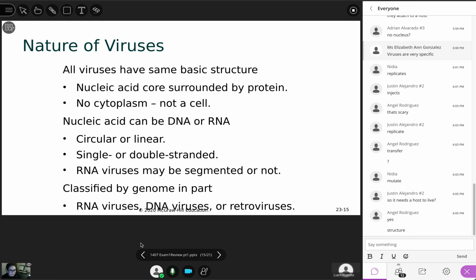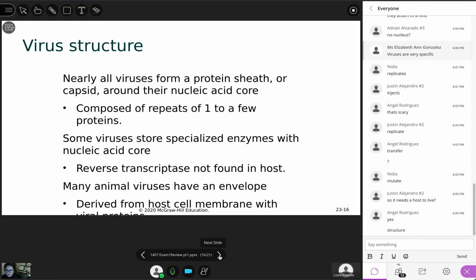As far as their genetic makeup, they can have DNA or RNA. Like we said, the COVID-19 one is an RNA virus. It can be either circular, meaning round, or linear, like a line. Single or double stranded, because it's DNA or RNA. And I think that's mostly all that I wanted to touch on for that slide.